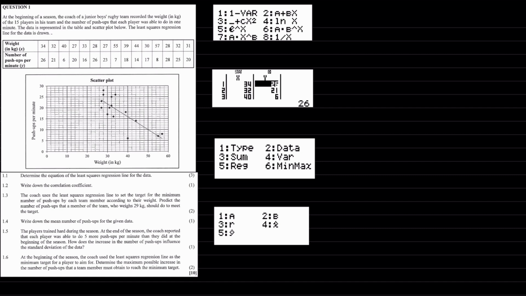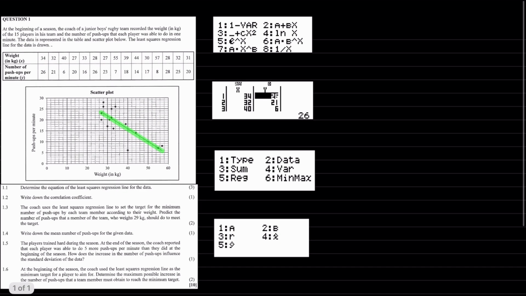Now, we've been given the table, and they've also given us the scatter plot, and we can see the least squares regression line right here. Now, the question says 1.1, determine the equation of the least squares regression line for the data. What I've done is put little screenshots of the steps that you need to follow and the things that you need to enter on your calculator in order to get this. Remember, you don't need to show calculation here.